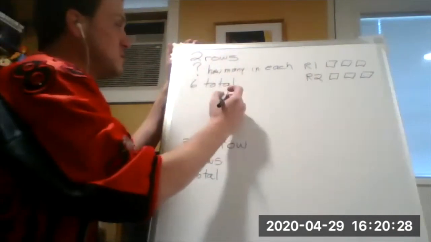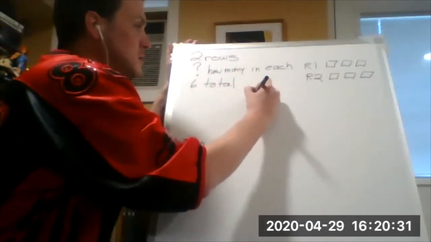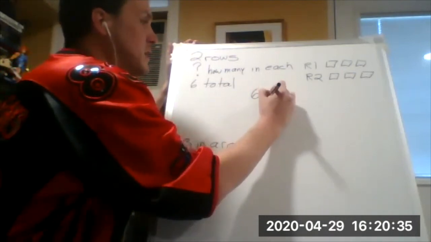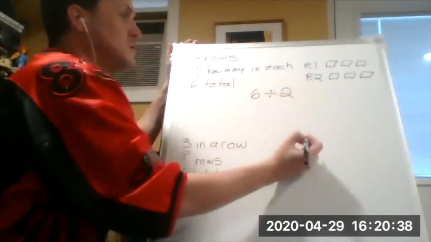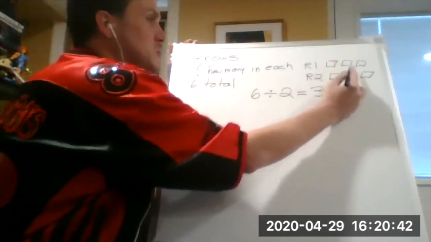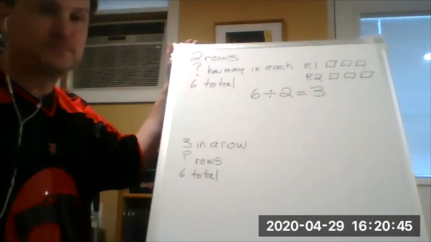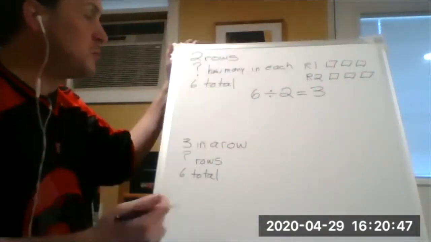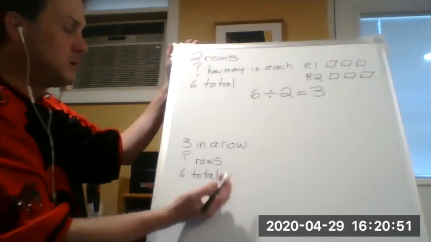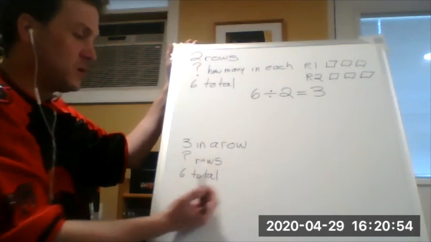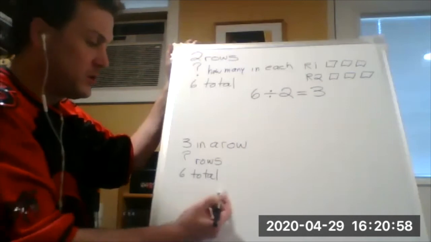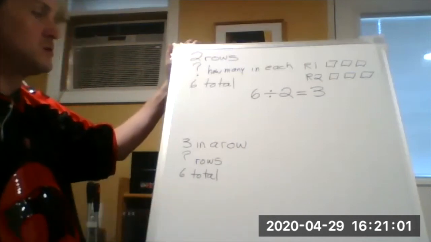Now we can write our division equation saying 6 students altogether divided into 2 rows gives us 3 students in each row. Now, the word problem may be phrased a little differently, and they may tell you that there are 3 students in a row. We don't know how many rows we have, but we have 6 total students.